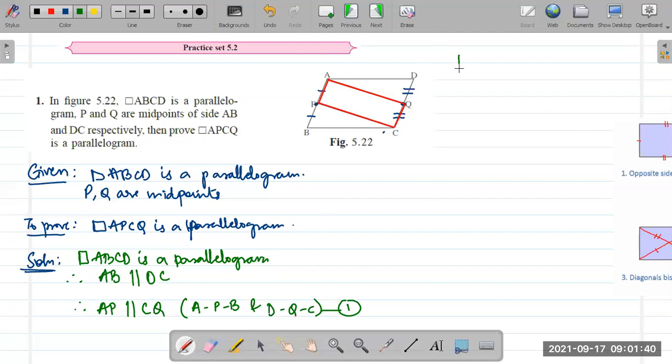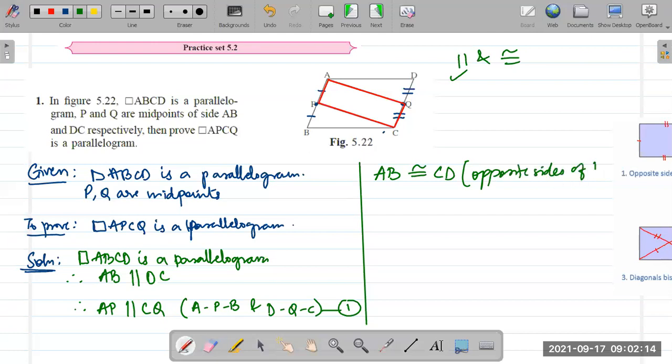What are we supposed to prove? We are supposed to prove that these two sides are parallel and congruent. So we have proved that these two smaller sides are parallel. Now let's prove that they are congruent. How do we do that? Since it's a parallelogram, we know by the parallelogram property that the opposite sides of a parallelogram are congruent. So we can say AB is congruent to CD. How do we know that? You have to write the reason: because opposite sides of a parallelogram are congruent.